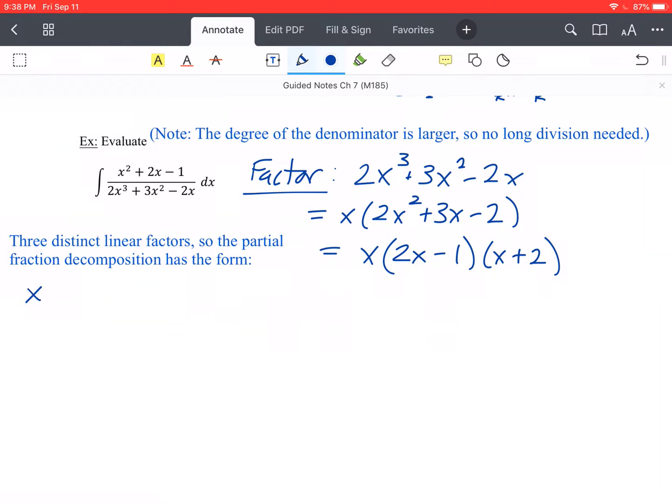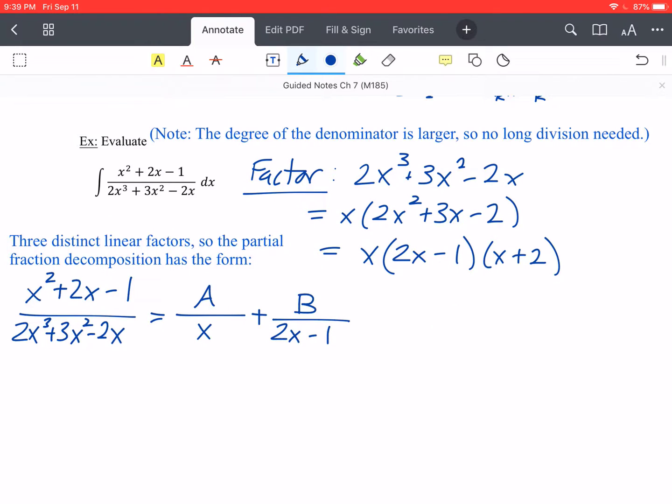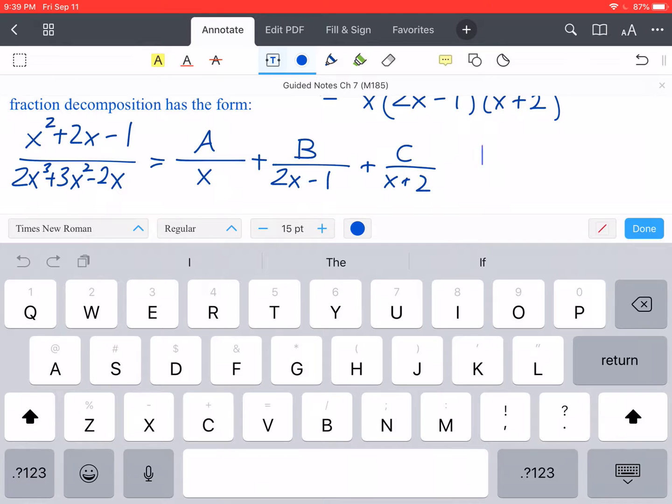So x squared plus 2x minus 1 over 2x cubed plus 3x squared minus 2x equals a constant over the first term plus a constant over the second term plus a constant over the third term. Okay, so I used A, B, and C. You can use any variable you want, but typically A, B, C are the common ones.